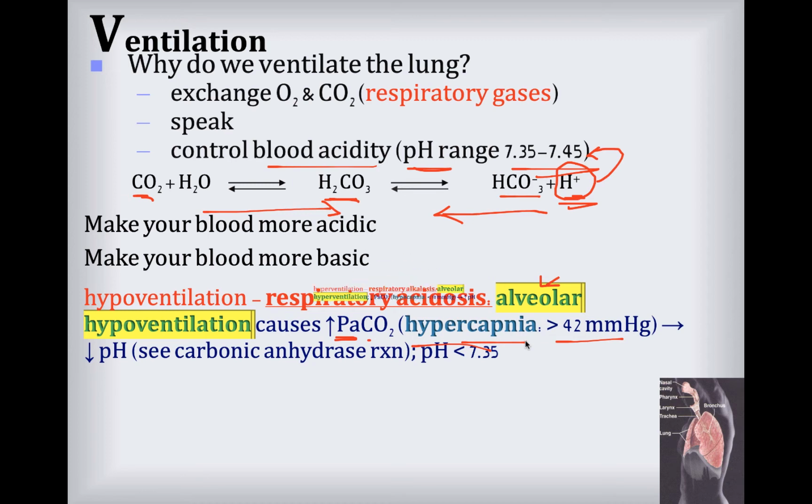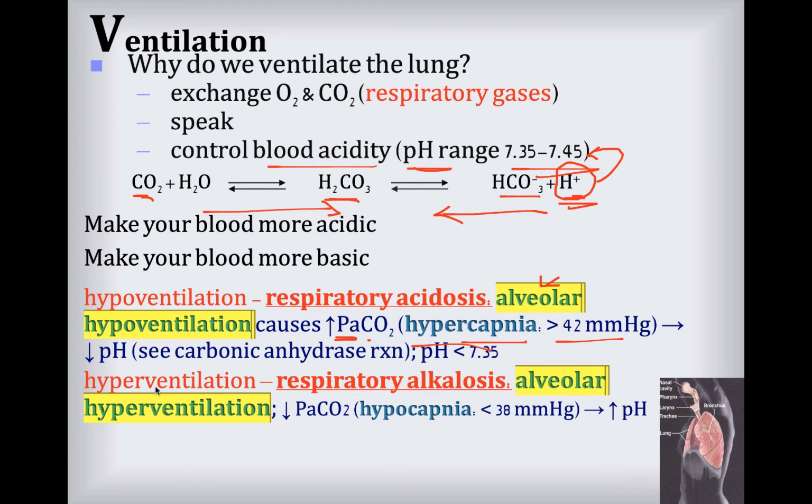Hypercapnia. Well, again, on the other hand, you hyperventilate, and it should be alveolar hyperventilation. You've got to be breathing deep enough to move fresh air in and out of the gas exchange region. That causes respiratory alkalosis. And if we do that enough, then that's going to cause a decrease in the partial pressure of CO2. If we push that down below 38 millimeters of mercury, now we have low blood carbon dioxide, or hypocapnia.